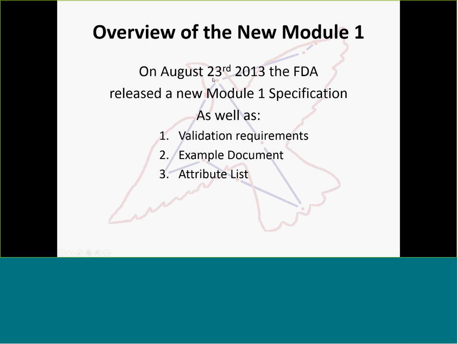This is a Module 1 specification, which means it is the administrative information for FDA to FDA. In addition to the specification, we have validation requirements and an example document. Both of these also came out with the last version, but unlike the prior version, we actually have attribute lists now, which is a very different thing than the prior version of the Module 1 spec, and we'll be talking about that in some detail in this talk.